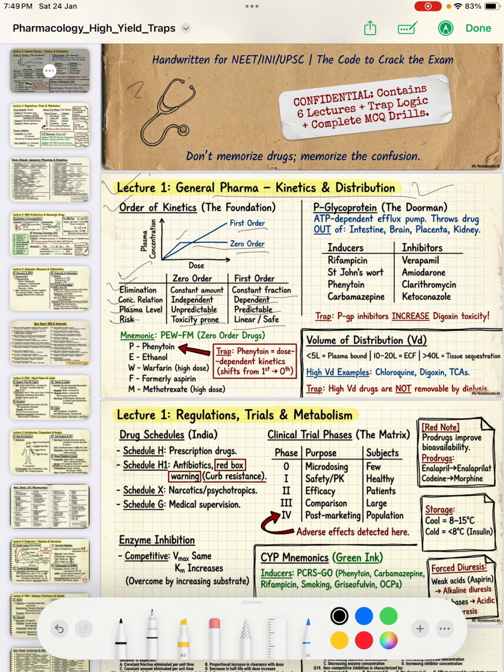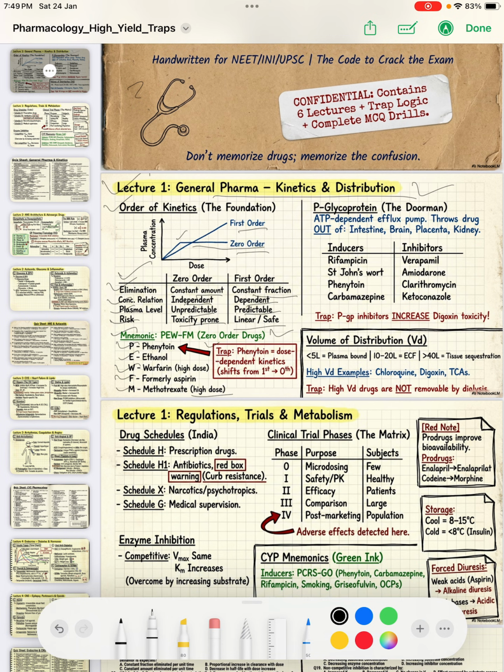By the mnemonic PEWFM, we can memorize the drugs which follow zero order kinetics. P stands for phenytoin, E for ethanol, W for warfarin, that is high dose, F for formerly aspirin, and M for methotrexate, that is also in high dose.